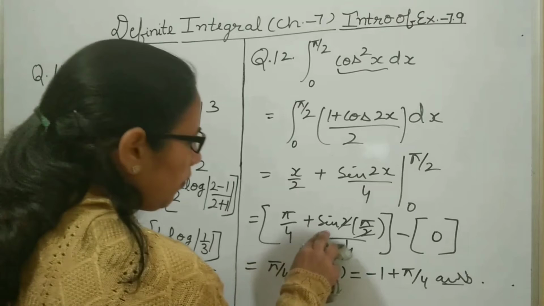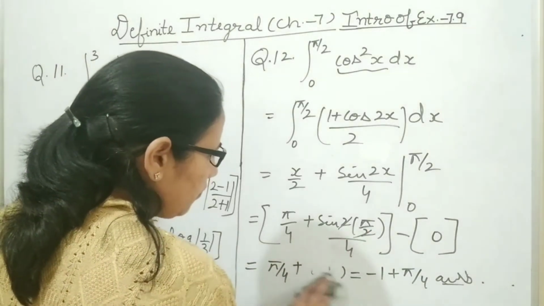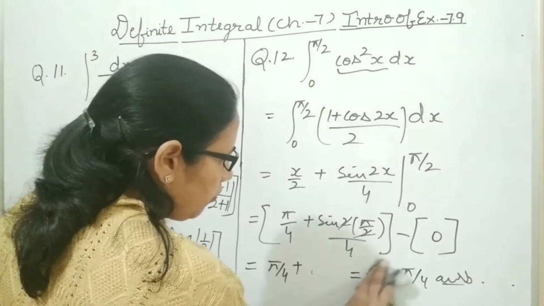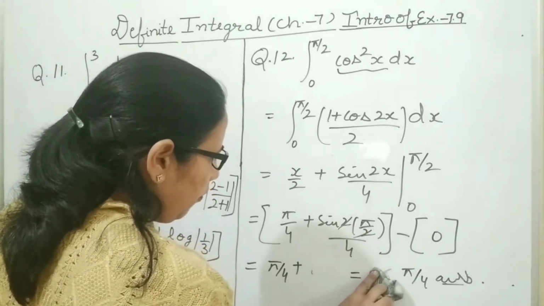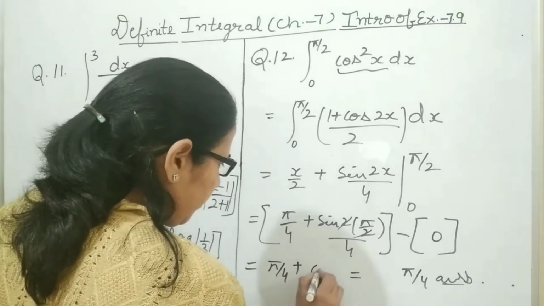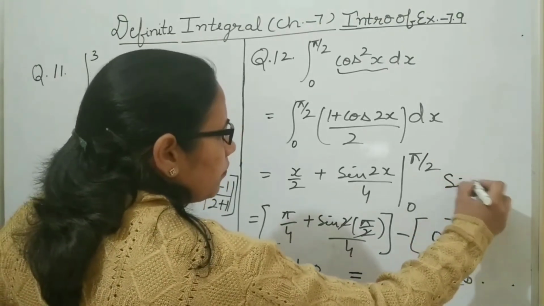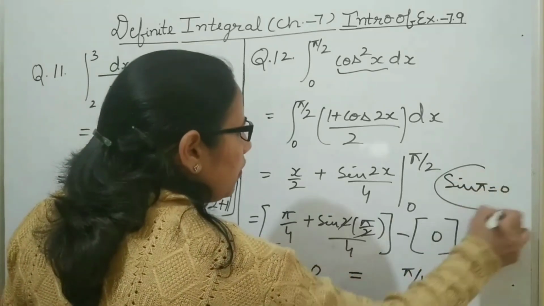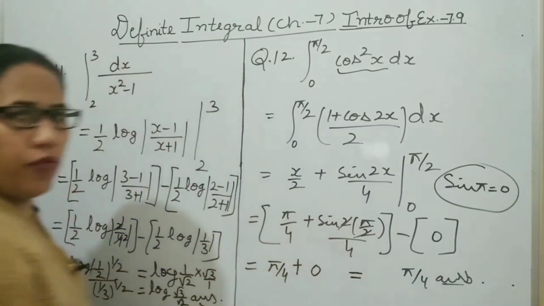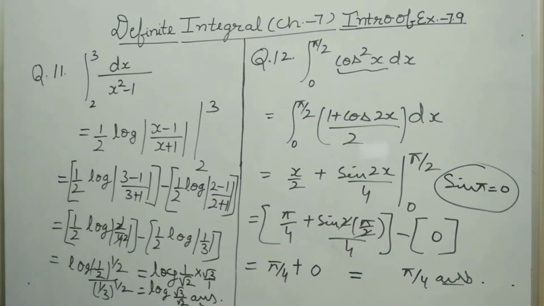Check here, the value of sin pi is not -1, it is 0, so the answer is only pi by 4 here. Correct it. The value of sin pi is 0, not -1, so the answer is pi by 4 only. Then come to the next question.